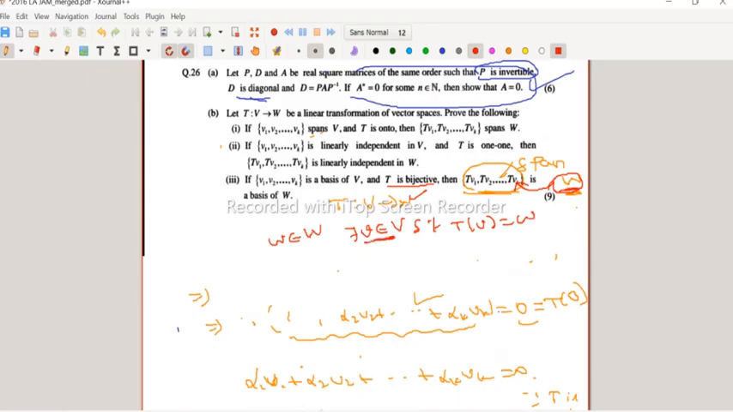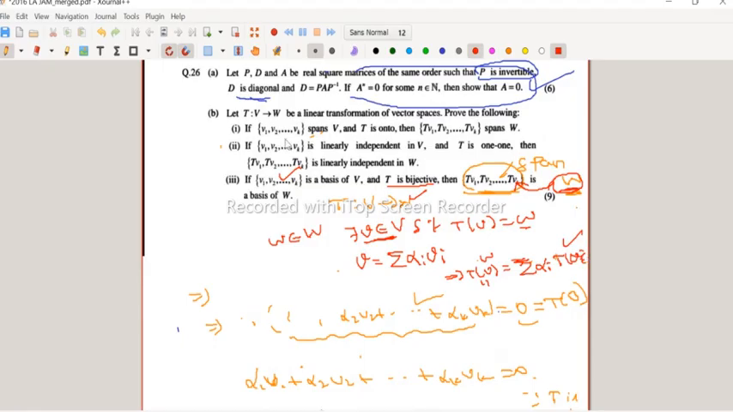But small v is in V, and we have a basis V1, V2, etc., Vn, and therefore this small v can be written as a linear combination, the sum of alpha i Vi. Now apply T both sides. Since T is linear, I can write the summation with alpha i scalar outside, T of Vi. But T of v is nothing but w. Therefore w can be written as a linear combination of T of Vi. Therefore it's a spanning set. Already we proved it is a linearly independent set, therefore it's a basis.